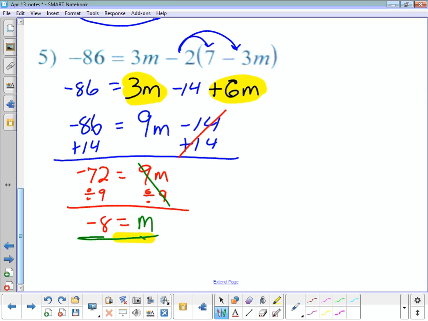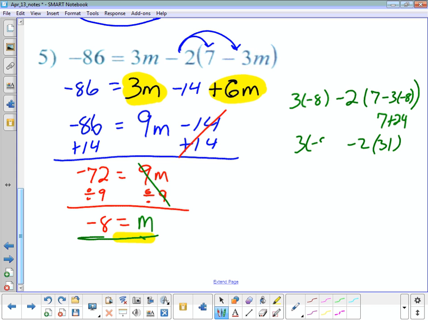Now I want to check it. So I got to take 3 times the -8, but I also got to subtract 2 times 7 minus 3 times the -8. Okay, so order of operations says we got to do inside the parentheses first. So that would be our 3 times -8, but they're both negative, so that's a positive 24. And 7 plus 24 is a 31. So I have 3 times -8 minus 2 times 31.